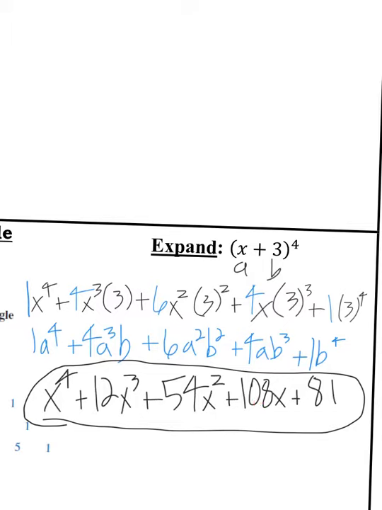108. Then I have 1b to the fourth. So that's 1 times 3 to the fourth. That just makes 1 times 81. So that's 81. That's the final answer. So trust me, it's a lot quicker doing it like this than doing it the old-fashioned way.